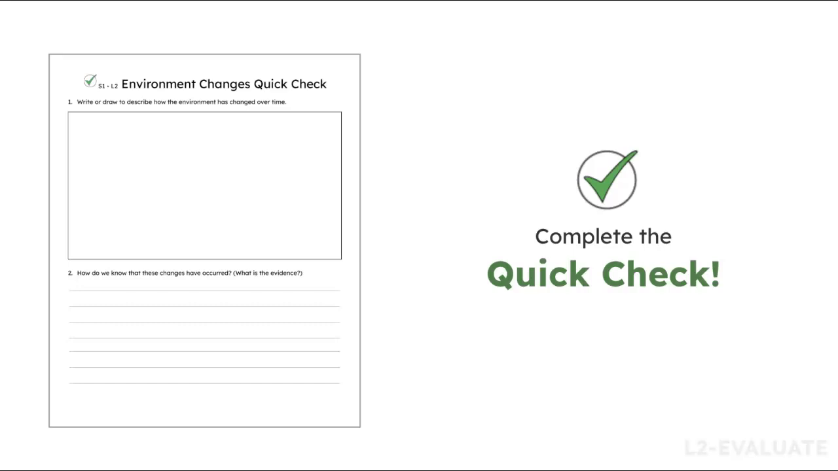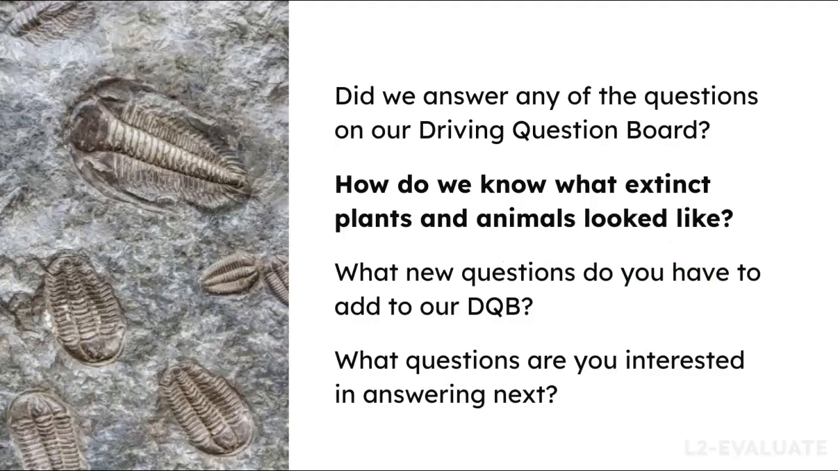For the Evaluate portion, you'll have students complete the Environment Changes Quick Check student journal page. To support student sense-making across the unit, you'll orient them back to the driving question board. Ask, did we answer any of the questions on our driving question board? If there are questions that have been answered, you can remove them from the driving question board and place them on the summary charts. You can use this as an opportunity to build class consensus to answer the section driving question, how do we know what extinct plants and animals looked like?